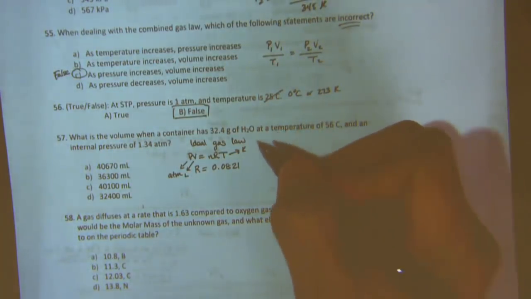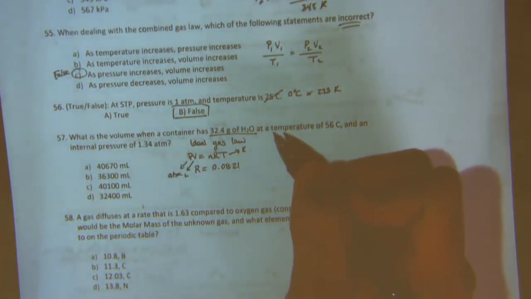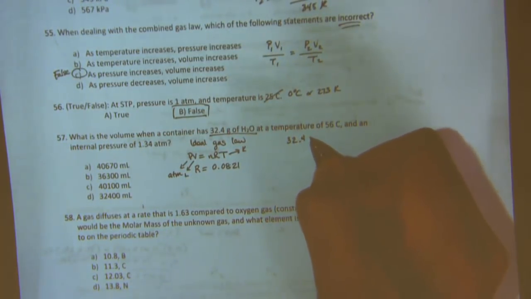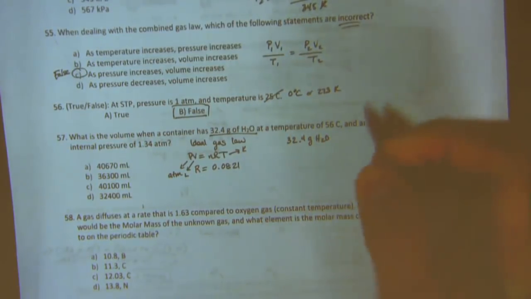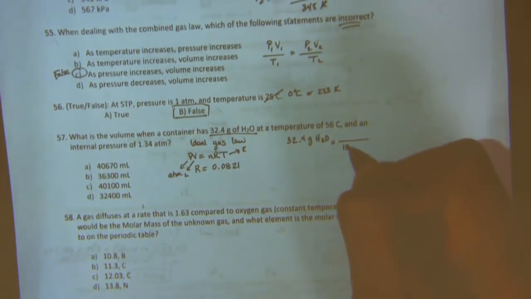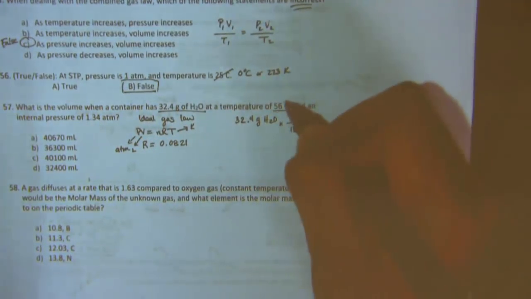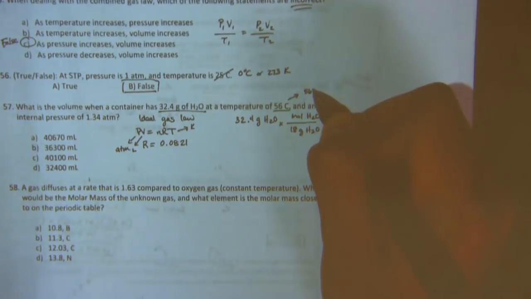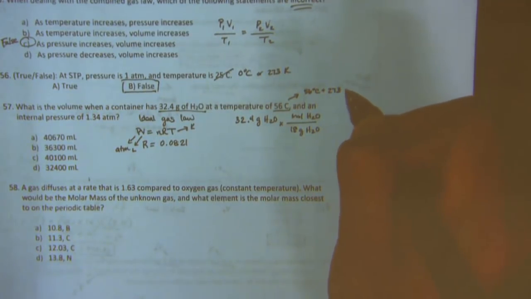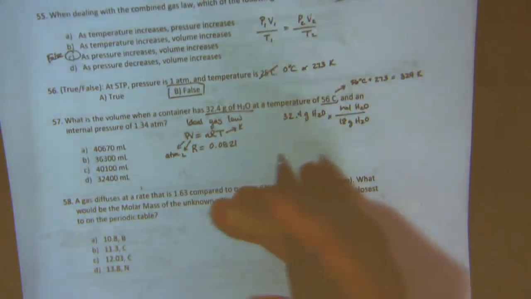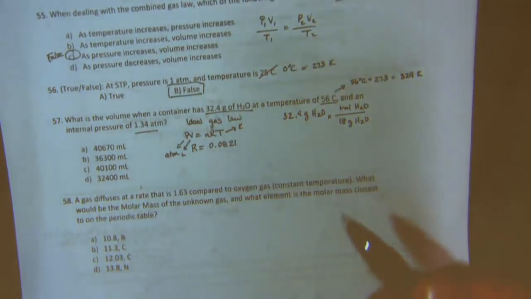So looking at this, we have to convert 32.4 grams of water into moles. So we do that by using our molar mass. And we know that to be 18 grams per mole. And then we would also have to convert our temperature. So our temperature would be 56 degrees Celsius plus 273. That would give us 329. And then for our pressure, it's in atmospheres, so that's good.